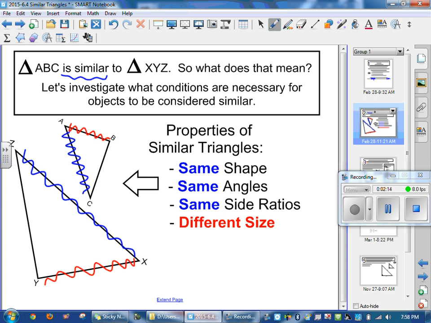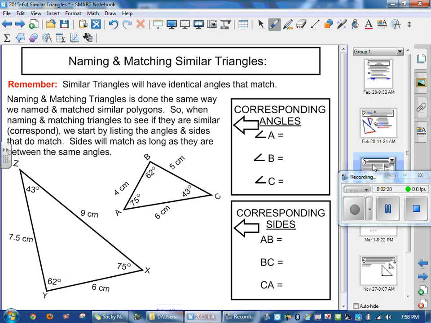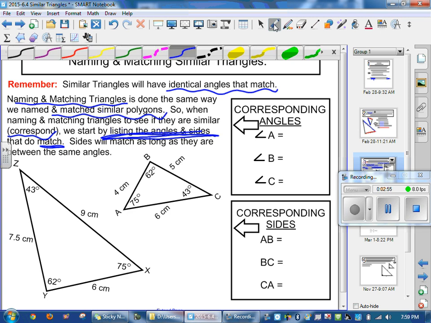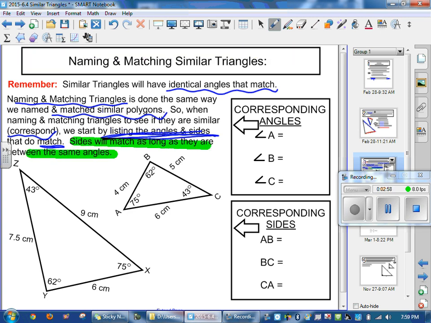So let's take a look at an actual example of matching. So again, here it tells us that we have identical angles and they must match. So when we name and match triangles, it's done the exact same way as we did it with the similar polygons. So when naming and matching the triangles, when they are similar, similar means they correspond in every way, we list the angles and sides. That's super important there. We need to list our angles and sides that match. Okay, they have to match. And sides match as long as they're between the same angles. That's, again, super, super important. So the sides match as long as they're between the same angles.